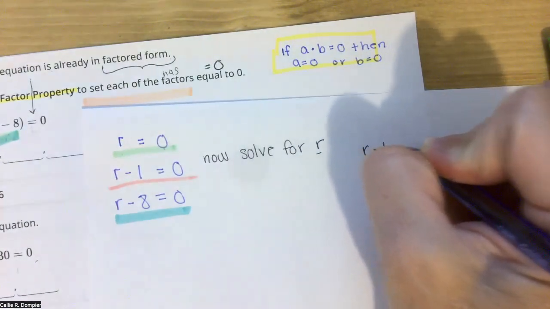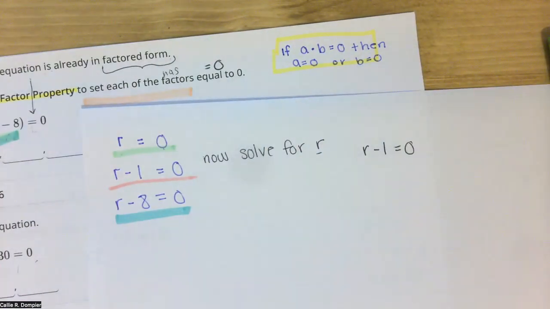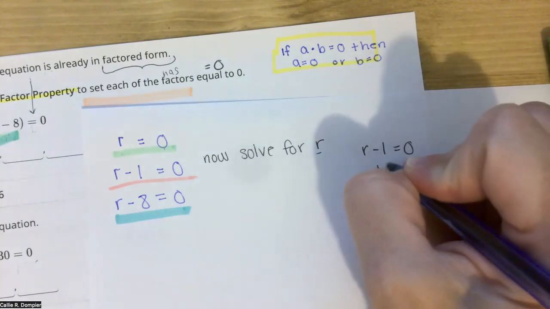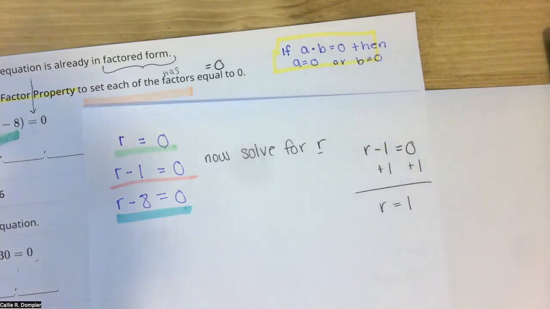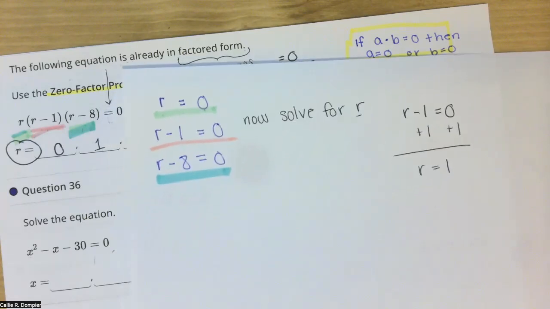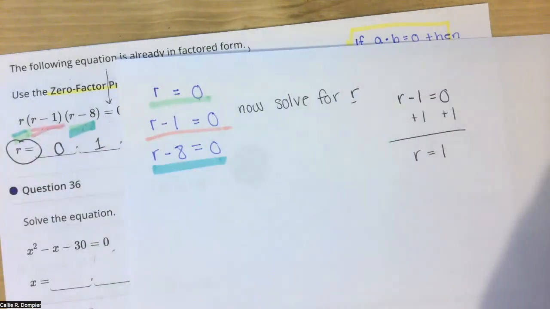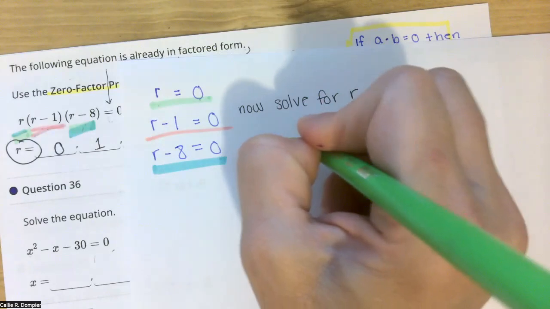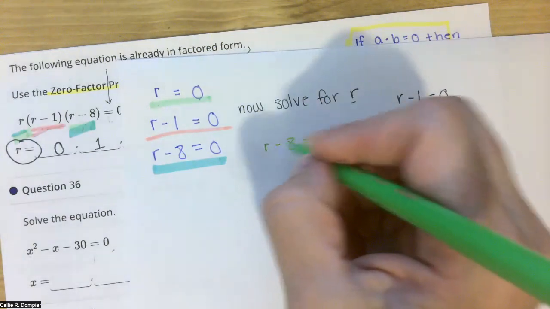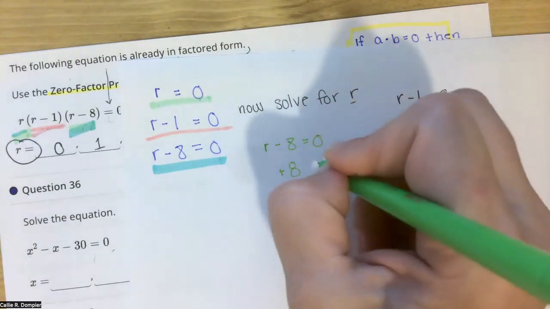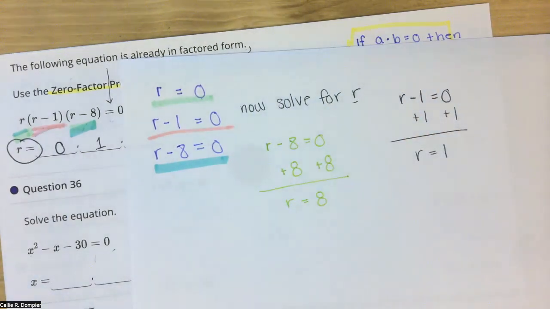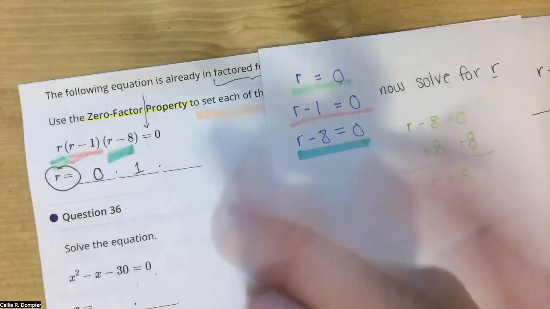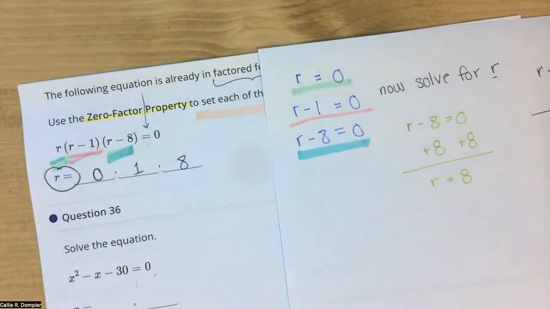R minus 1 equals 0. Solve for R. How do I get R alone? I add 1. Anything I do to the left, I also do to the right. R equals 1. Last one is R minus 8 equals 0. How do I solve for R? Get R alone, add 8 to this side, add 8 to this side. R equals 8. Good.